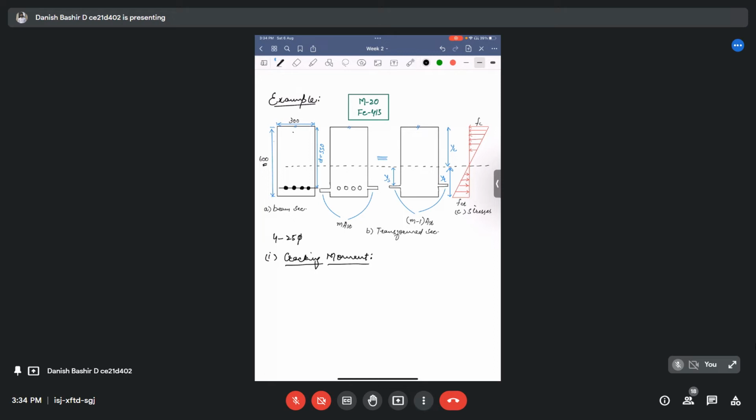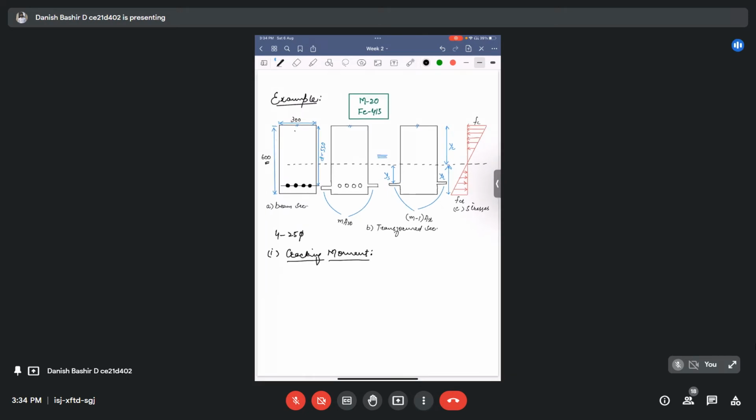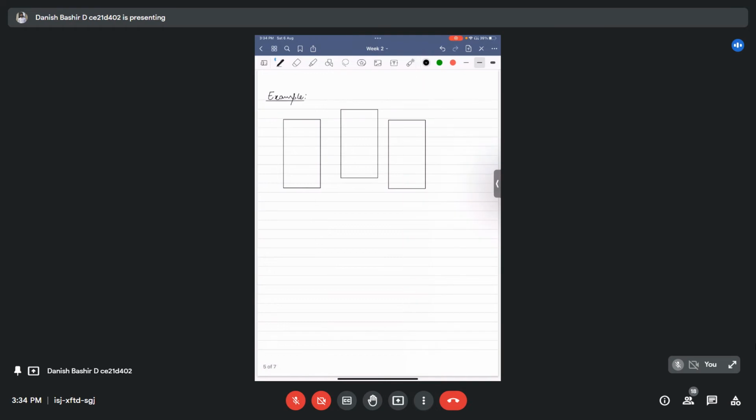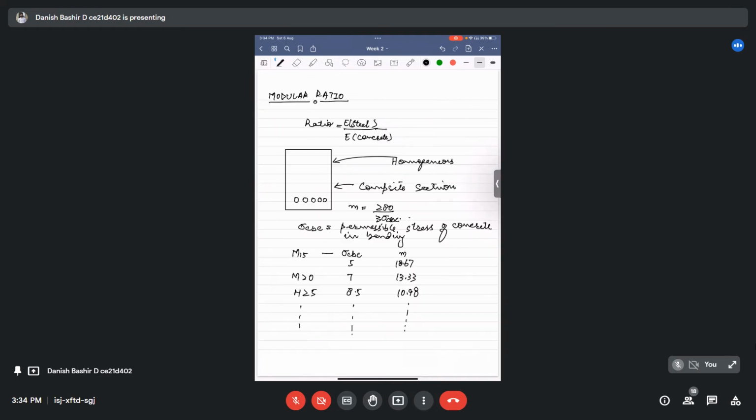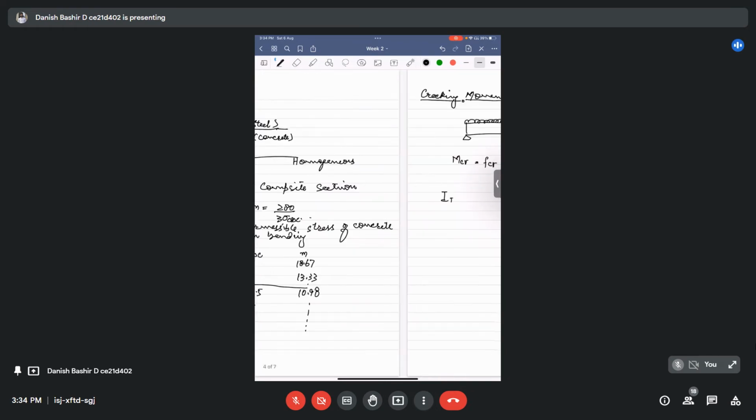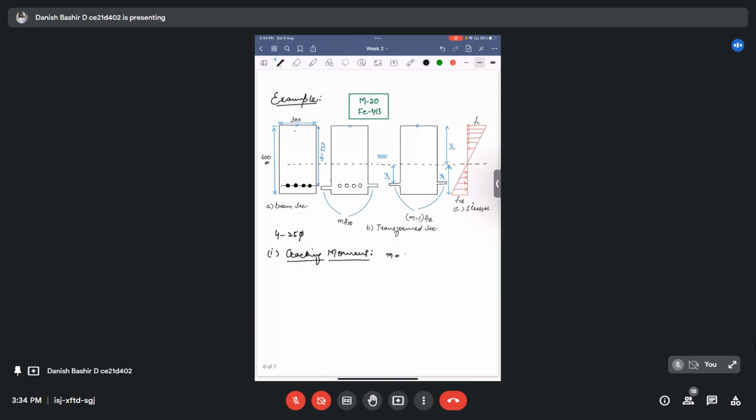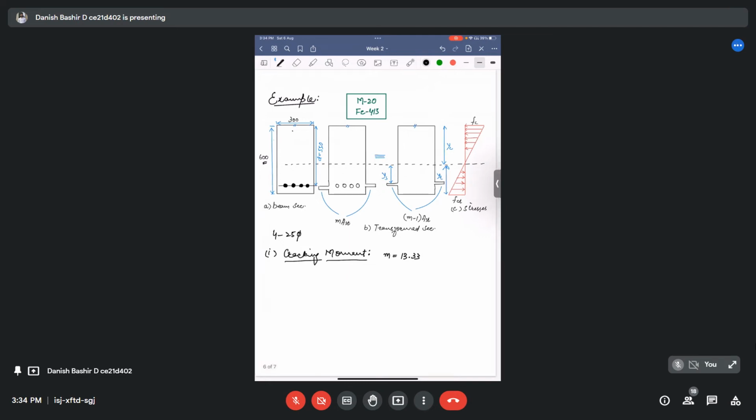Cracking moment. For that, first we write the things that we require. First is the modular ratio. Modular ratio for M20 grade concrete, I already wrote it right now. For M20 grade concrete, 13.33. Modular ratio is 13.33. Next, modulus of rupture, FCR.